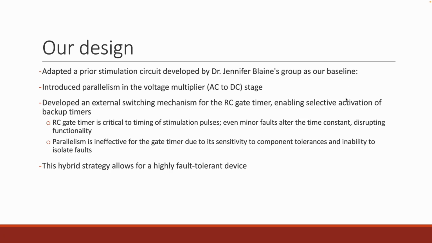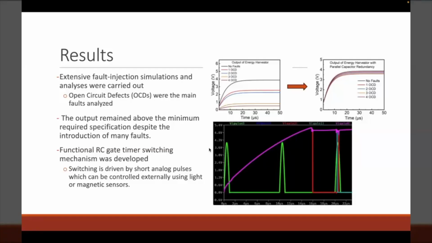For our design, we adapted a cardiac stimulator circuit developed by Dr. Jennifer Blaine's group. We introduced active-active redundancy, also known as parallelism, in the voltage multiplier stage, and developed active-passive redundancy, also known as an external switching mechanism for an RC gate timer. This is necessary since a gate timer's time constant is highly sensitive to faults. This selective switching approach allows for a faulty gate timer to be bypassed, preserving the circuit function without the need for surgical replacement.